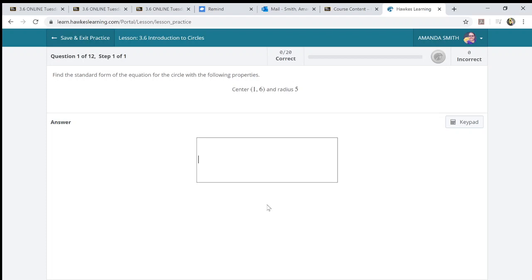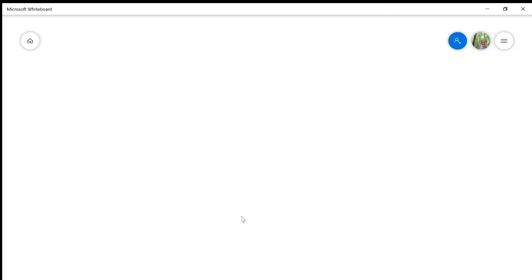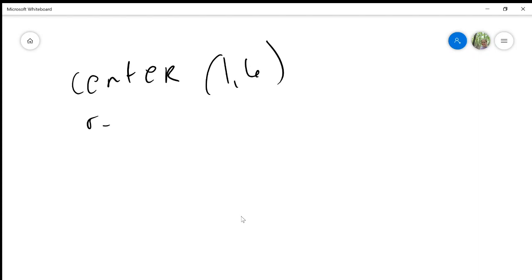We need to find the standard form of the equation for the circle with the following properties. It tells me that the center is (1, 6) and the radius is 5. Okay, well, I'm going to pop over here to my whiteboard, jot this down real quick so that you can see it. The center is (1, 6) and the radius is 5.